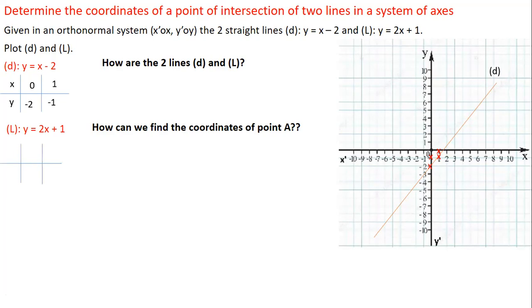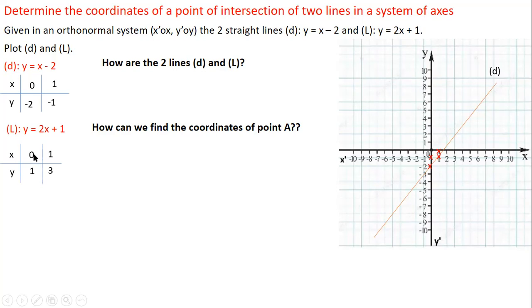In the table we take a value for x and a value for y. Always the first value I take for x is 0. 2 times 0 is 0. So if x is equal to 0, y will be equal to 1. If x is equal to 1, 2 plus 1, y will be 3.